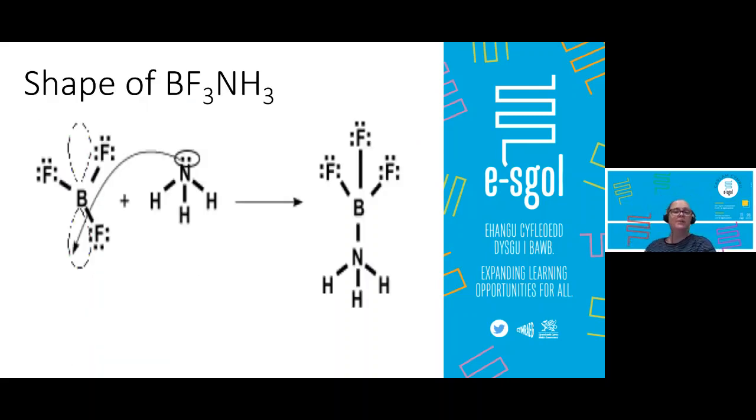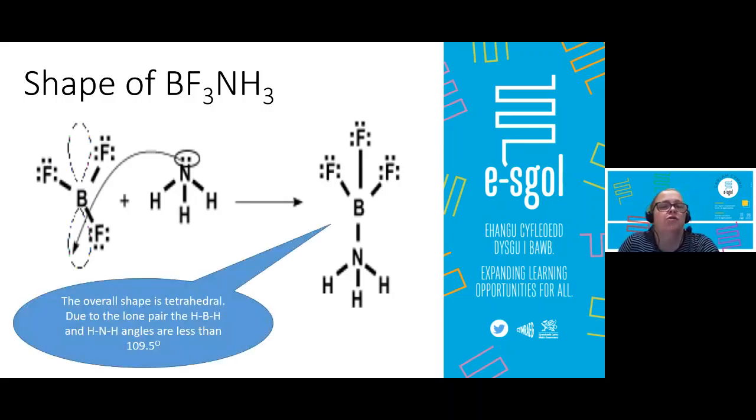So what shape does it have? Well, ultimately, you've got 4 things surrounding a central bonding atom. So that boron actually has 4 bonding pairs around it, and as a consequence, it is tetrahedral in nature. Even though it's not quite a perfect tetrahedral, it's quite distorted at times, and that's due to the hydrogen, boron, hydrogen angle being less than 109.